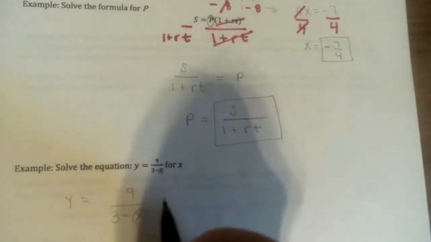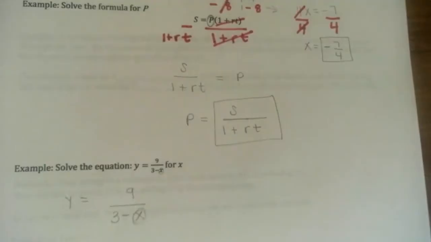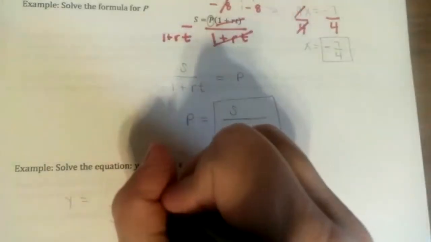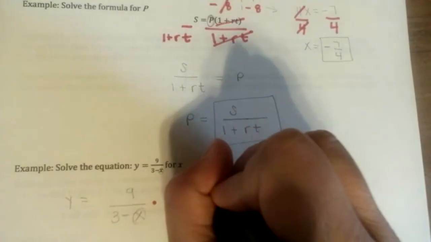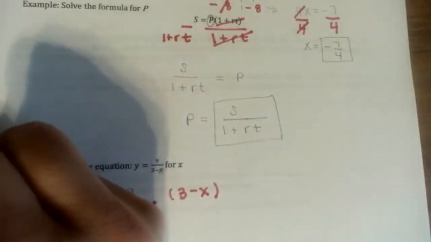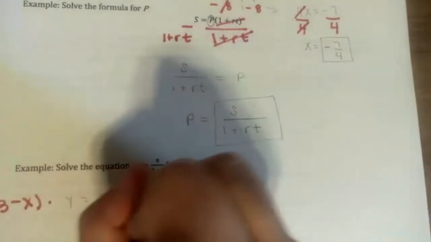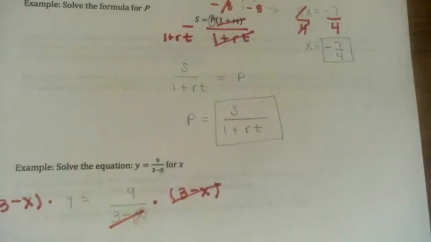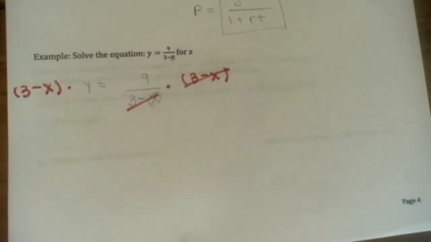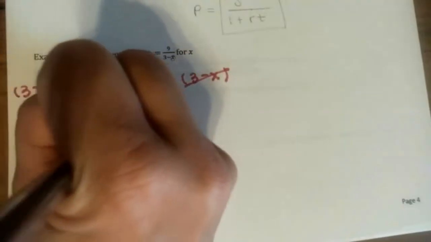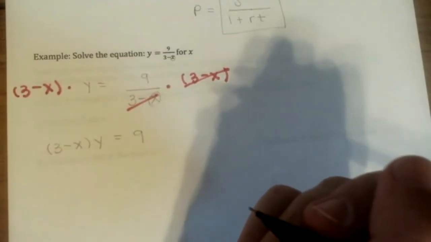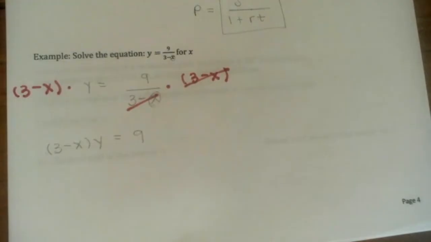Let's multiply both sides by 3 minus x, and that way we can move it to the top of the equation. So instead of dividing by 3 minus x, let's do the opposite. Let's multiply by 3 minus x. That way my 3 minus x's cancel out. All right, so we're left over with 3 minus x times y equals 9. All right, a couple of different options. A lot of people see the parentheses and they think distribute. Totally cool. Let's distribute.